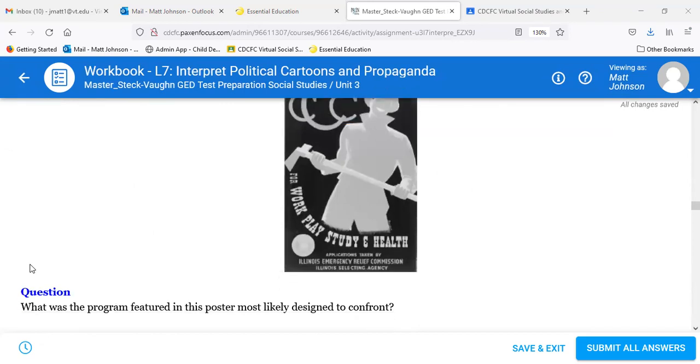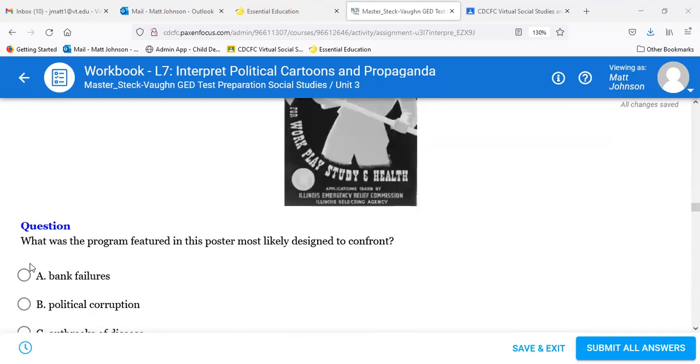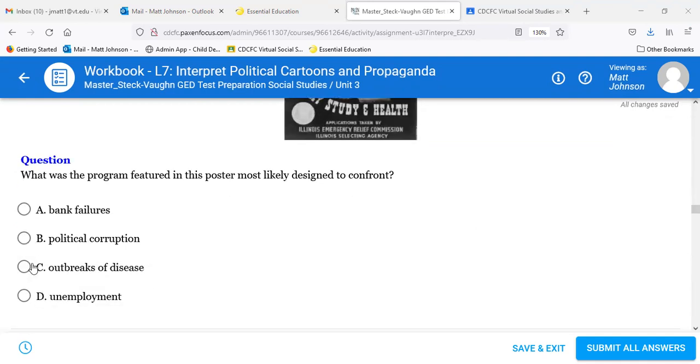So yeah, and again, we have our poster. Tracy, you want to read the next question for us here, number 7? Yes. What was the program featured in this poster most likely designed to confront? A, bank failure, B, political corruption, C, outbreak of disease, D, unemployment. I don't know. I think D. D? Yeah. D, unemployment, right?